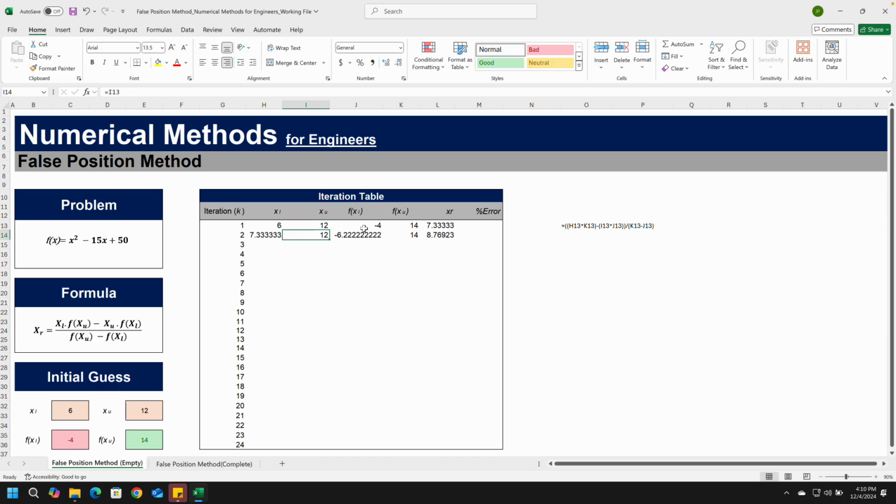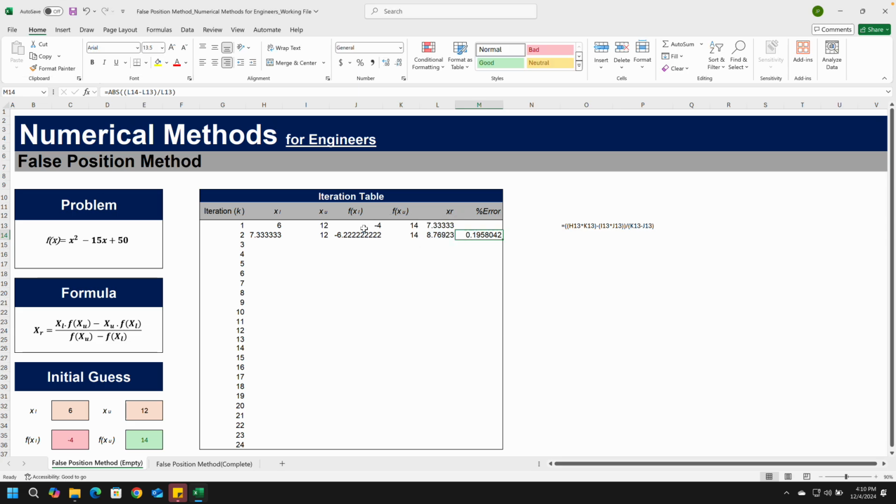And if we use 12 here, we get a positive 14. So we have a negative 6 and a positive 14. And so this is how we determine xu. Okay, now let's fill in our percent error. The percent error is simply just the absolute value of the new root minus the old root, divided by the old root, like this.